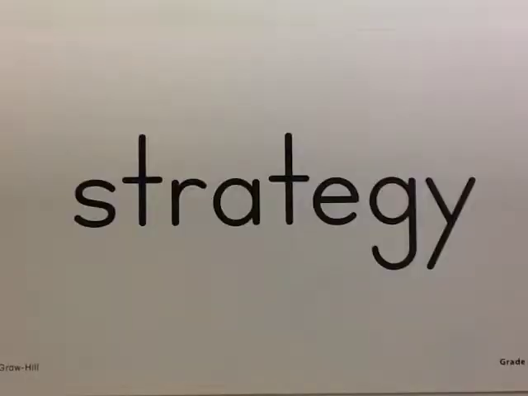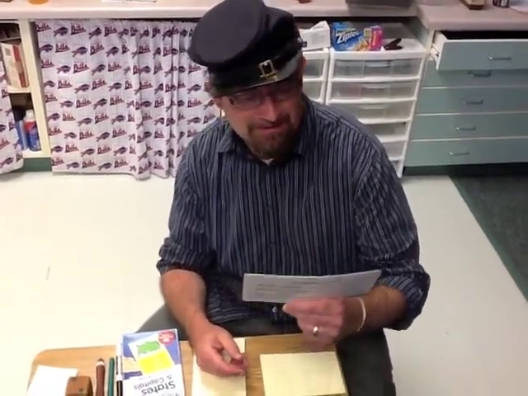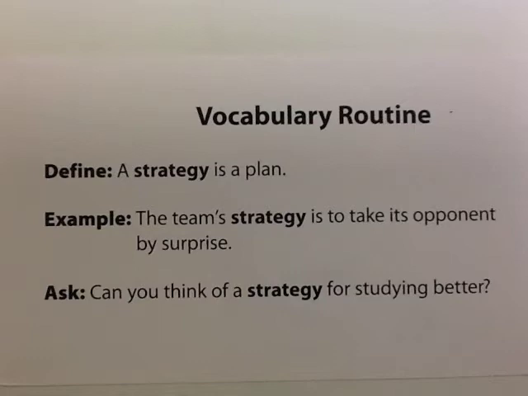All right, our next word is strategy. It's kind of like in the Civil War, the North and the South had to have a strategy. Go ahead and write the word. All right. Mine was a pretty good definition. Let's see what it says here. It says, a strategy is a plan. North and South, they had to have a plan. Civil War, that's right. All right. Pause the video, write the definition.